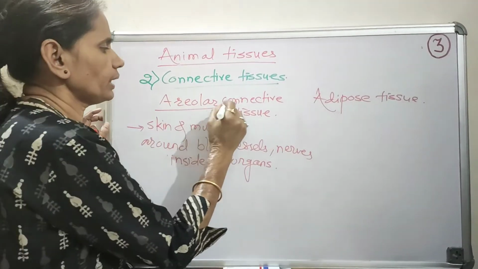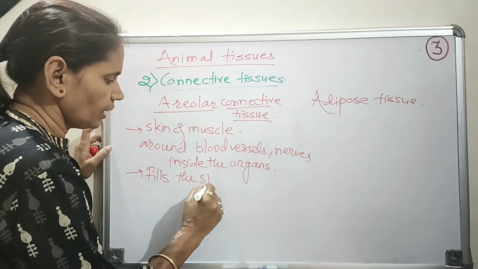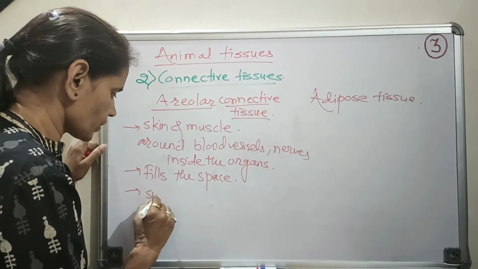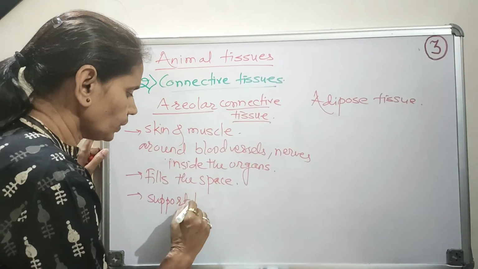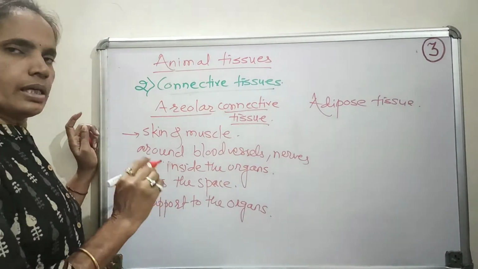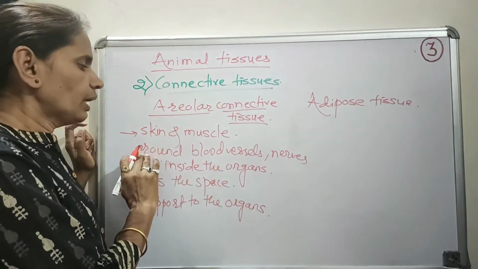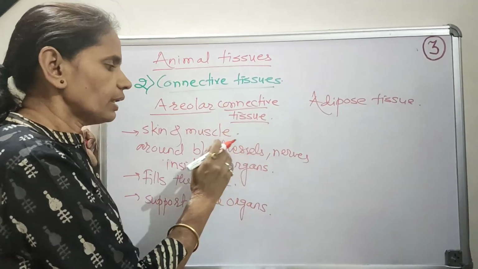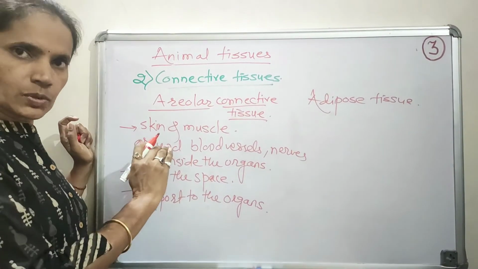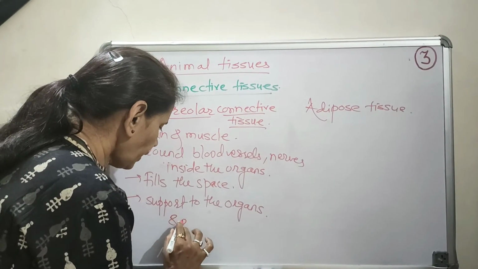Now this areolar connective tissue fills the space inside the organs and gives support to the organs. Thus, the areolar connective tissue is present between the skin and muscle, around blood vessels, nerves, inside the organs and inside the bone marrow also. It fills the space, gives support to the organs and it repairs the tissues.